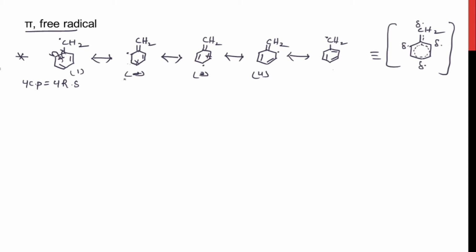We'll apply the first rule, which is that the structure having the maximum number of bonds is more stable. In all the 4 resonating structures, the number of pi bonds is the same. Yes, 3 pi bonds, 3 pi bonds, 3 pi bonds, and 3 pi bonds. So we'll come to the second rule, where neutral species are more stable than charged or dipolar species. In all the 4 resonating structures, one carbon is bearing a free radical. So you can't differentiate them.